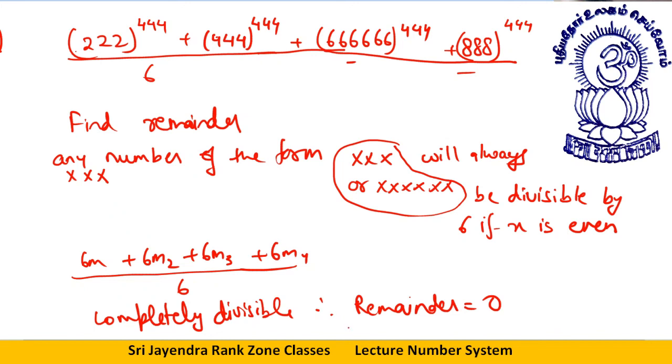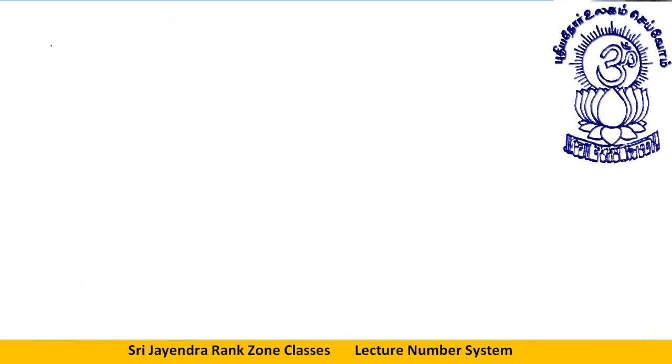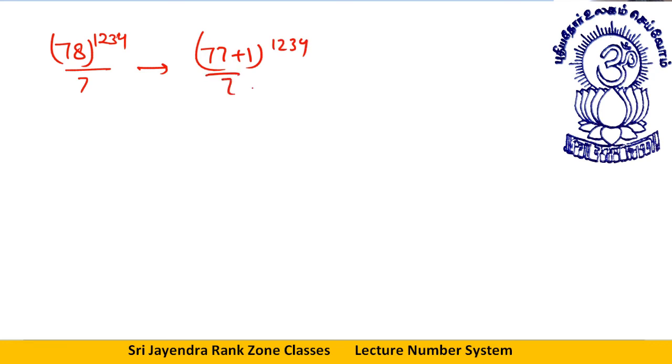Okay, dear students, I am sure so far everything is clear to everyone. Let's take one more example. 78 raised to the power, what should I take? 1 2 3 4. This could be lengthy. No problem, it won't be lengthy. Divided by 7, find the remainder. So students, 77 plus 1 raised to any power is 1 raised to the power 1234 divided by 7. Your remainder will be 1. I am sure it will be clear.